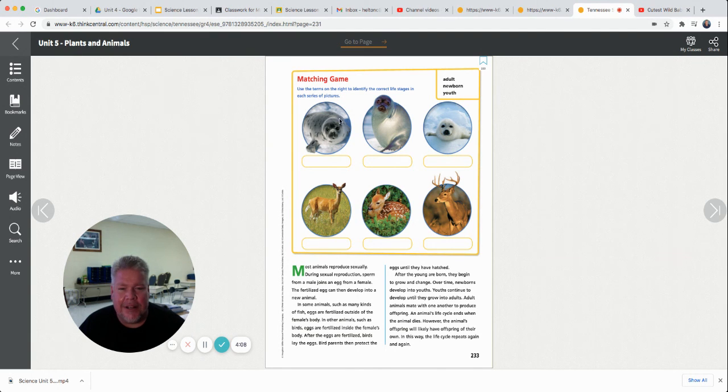So what's this right here? That looks like we got seals right here. One is an adult, one's a newborn, and one's a youth. I would say this is the newborn, wouldn't you? And it's hard to tell between these two. That one looks a little smaller, though. I think that's the youth. And here's the adult. And we've got a little deer here. There's a newborn deer. And the youth, he's not quite got his antlers yet. And now he's got his antlers. He's an adult.